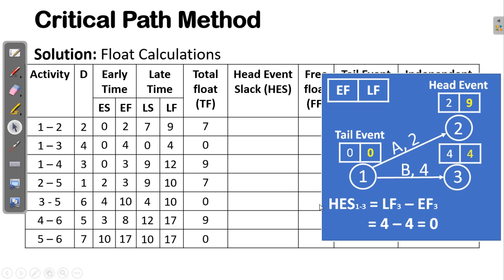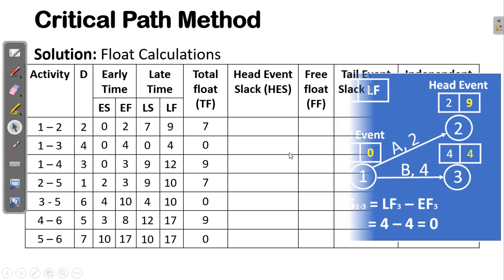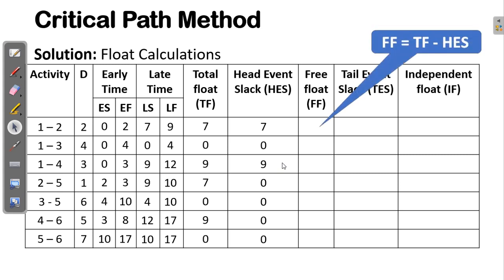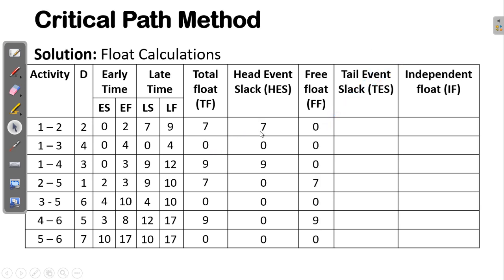Now, after knowing how to determine the head event slack, you end up with this column here, and you will be in a position to compute the free float. The free float is the difference between the total float and the head event slack. So we have the head event slack and the total float. Taking the difference between this one and that one, you are going to have this column information.